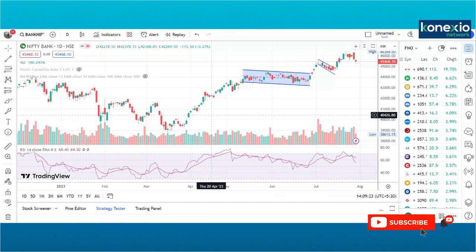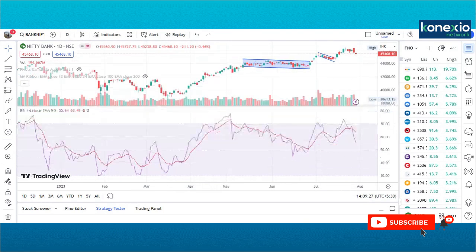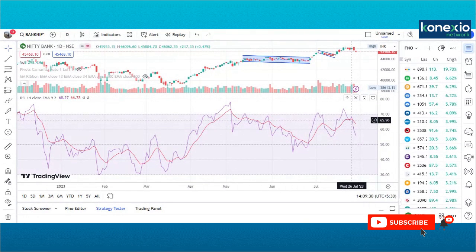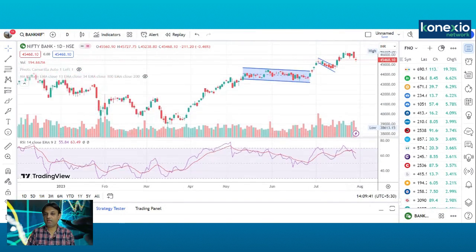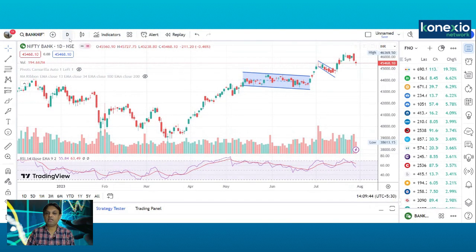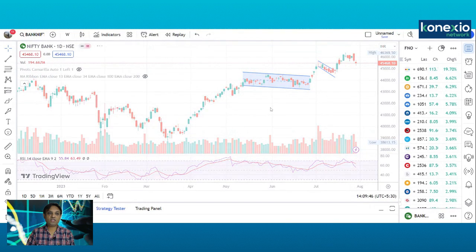And Bank Nifty ended on a negative note. This is the daily chart. Now let me stretch the RSI. RSI has also witnessed a negative crossover, though it is not in overbought territory, but still the signals are negative and weak at these levels. Now let me check out the Bank Nifty weekly charts.